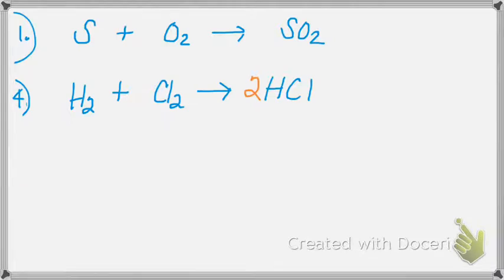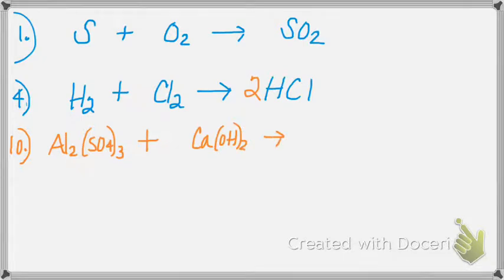Okay. So now let's do number 10, which says aluminum sulfate. So aluminum sulfate is going to be Al2SO4 plus, and try to leave yourself room for putting your coefficients, plus calcium hydroxide, which is CaOH2, yields aluminum hydroxide plus calcium sulfate. Okay, so right now my metal of calcium is balanced, but my metal of aluminum is not. So the only way I can take care of that is by putting a 2 right here.